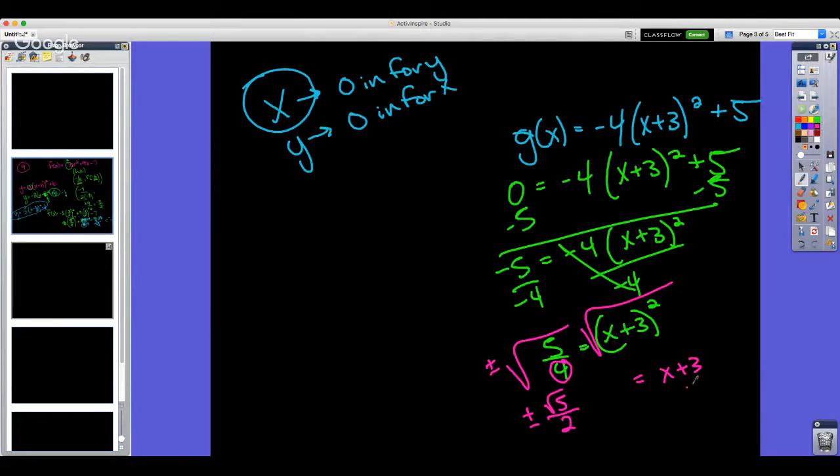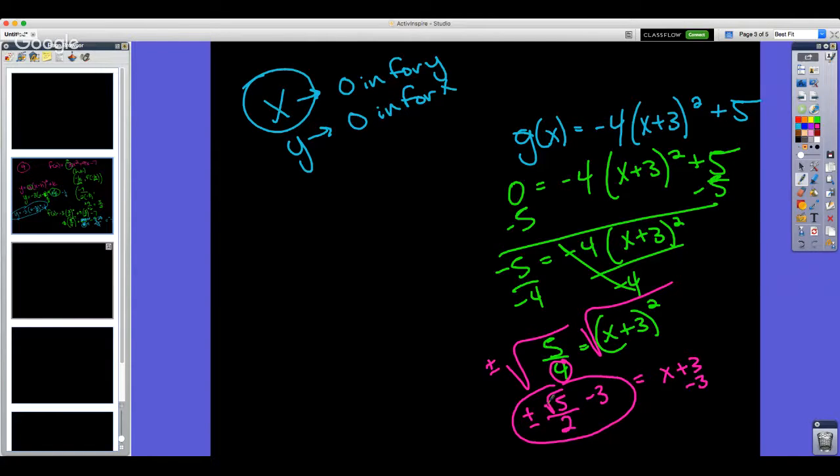And then what I can do is subtract 3 on both sides. So plus or minus square root of 5 over 2, and then minus 3. We'd leave it just like that. So x is equal to plus or minus square root of 5 over 2, and then minus 3. That would be our x-intercepts. And I guess you could get a decimal. I would probably give either on that, but I would want it in that form for this one specifically.